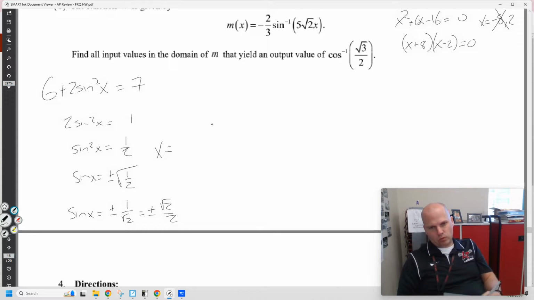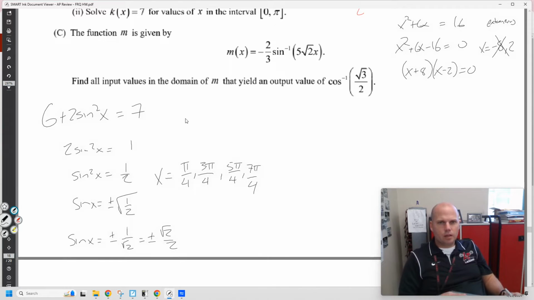When does sine equal root 2 over 2? At all of the pi over 4s. Pi over 4 and 3 pi over 4, it's positive root 2 over 2. 5 pi over 4, 7 pi over 4, it's negative root 2 over 2.